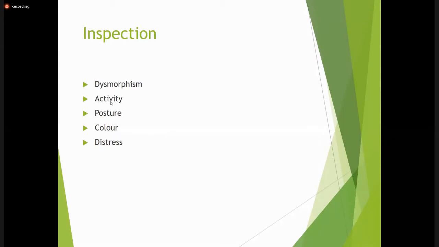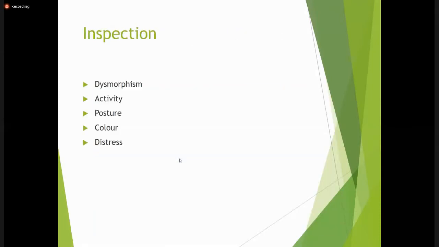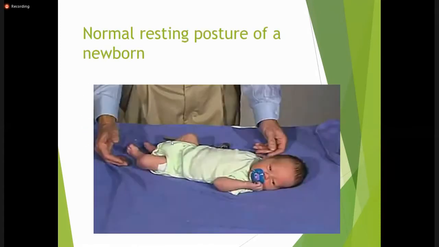Then you have to see the activity of the baby, whether the baby is active or lethargic, or has any abnormal posture. This is the normal resting posture of the newborn, in which he has kept his arms and legs in partial flexion. If there is any abnormality in the posture, that could be identified. It could be abnormal extension, abnormal flexion, or arching of the back.